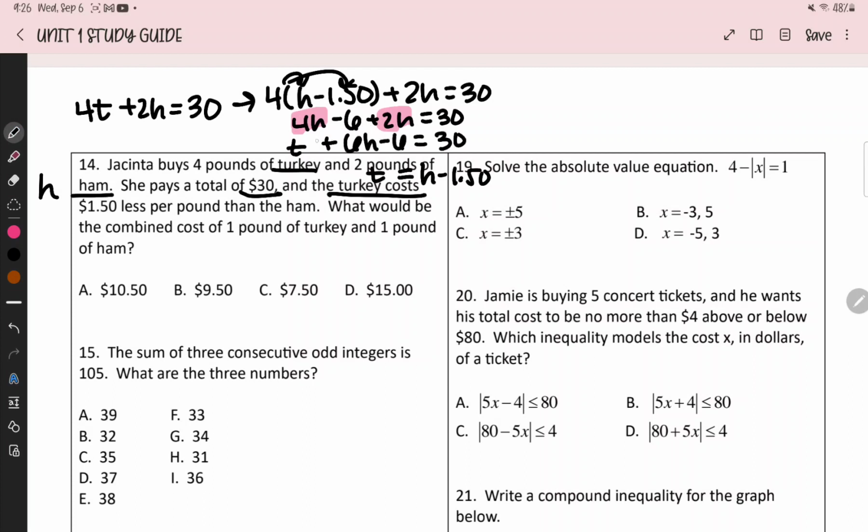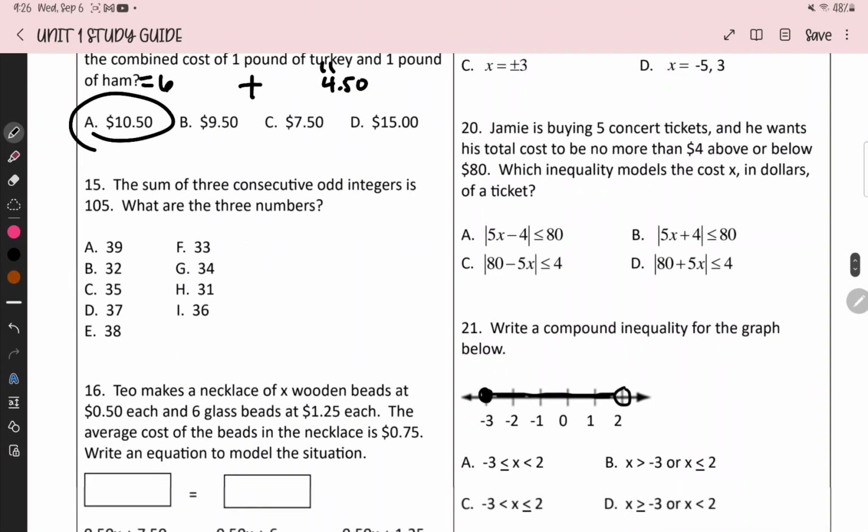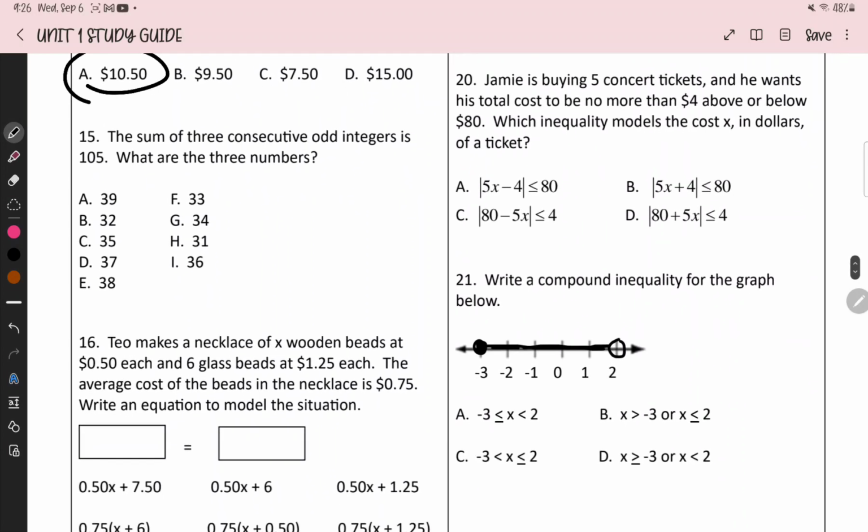I'm going to add 6 to both sides to get rid of the minus 6. So it's gone here, and I have 6H equals 36, and I'll divide by 6. So H is equal to 6. So 1 pound of ham is equal to $6. The turkey, if you recall, is $1.50 less than that. So the turkey is going to be 6 minus 1.50, which is $4.50. They ask us what's the combined cost of a pound of turkey and a pound of ham. So just add up 6 plus 4.50, and that gives you $10.50.